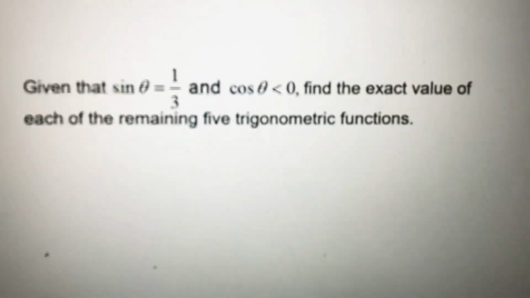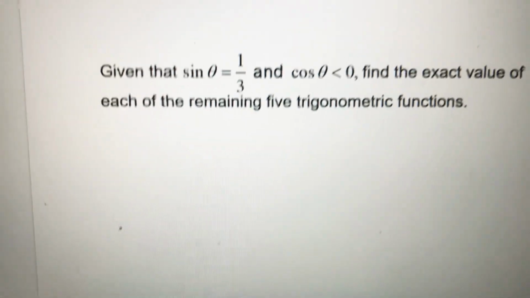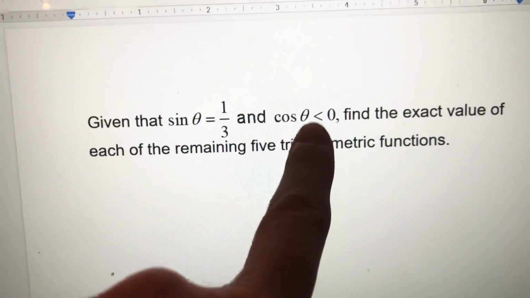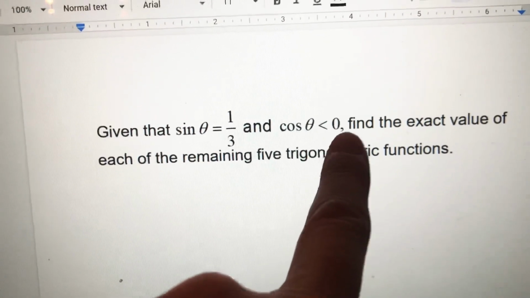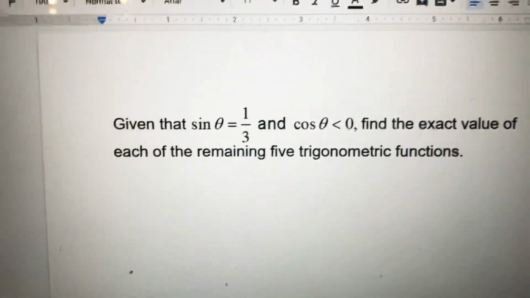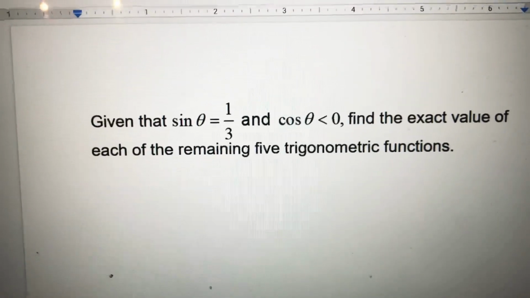Okay, so given that the sine of an angle theta is 1/3, positive 1/3, and cosine of the angle theta is less than 0, which means negative. So they're telling you that sine is positive and cosine is negative. Find the exact value of each of the remaining 5 trig functions, okay?